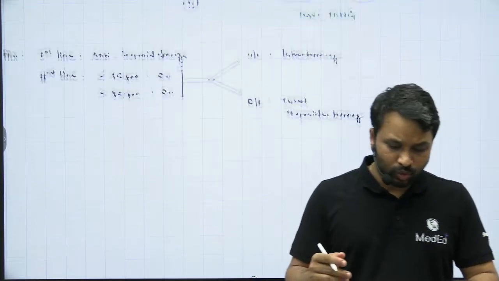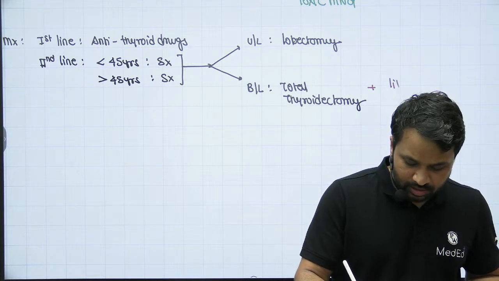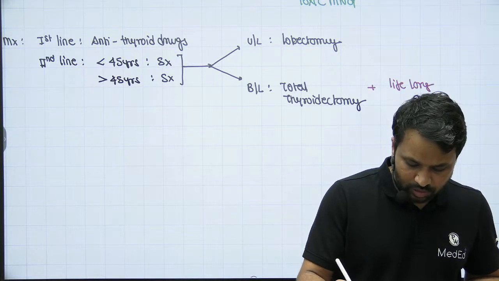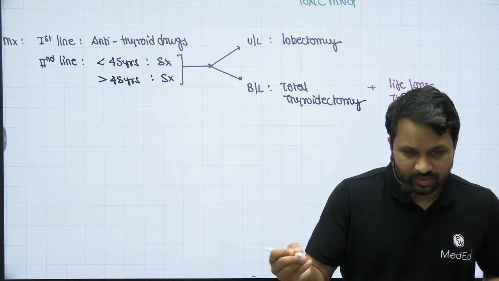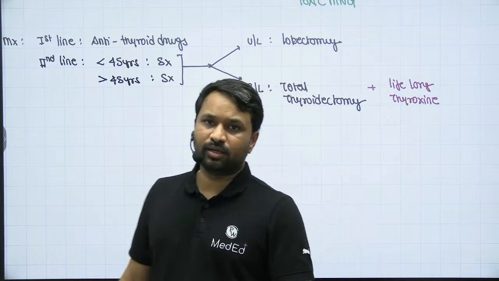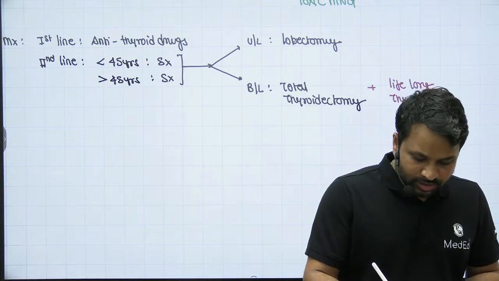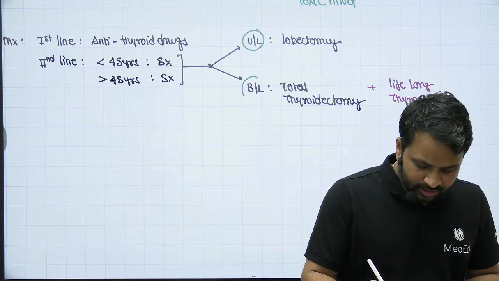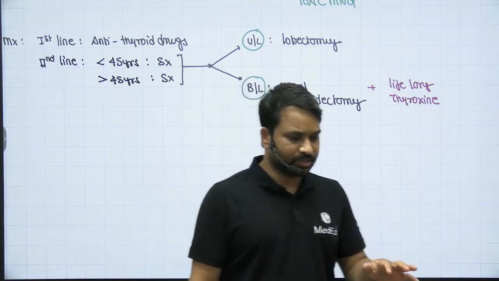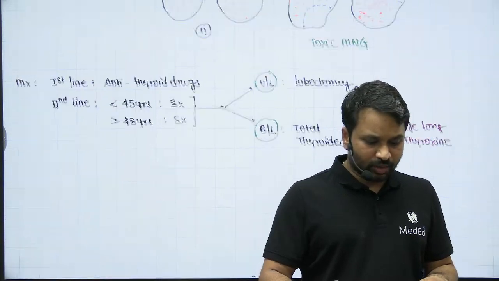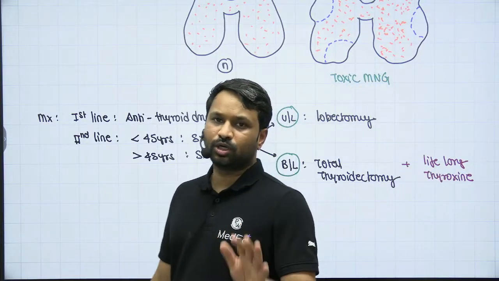Whenever we do a total thyroidectomy, we have discussed it, this patient will get a lifelong thyroxine. As simple as that, right? So if it's a single lobe, it is lobectomy. If it is both, then the patient is going to get a lifelong thyroxine. As simple as that, right? So this is how you will manage your patients of toxic multinodular goiter.